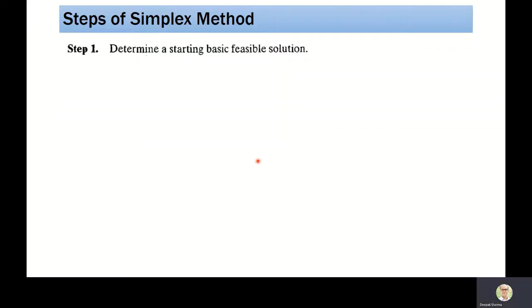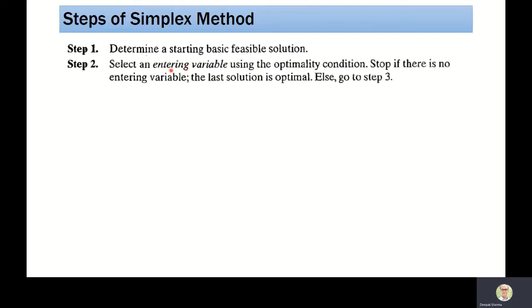So what are the steps involved in the simplex method? The first step is to start with the basic feasible solution. The basic solution we have identified, all of them should be feasible. Thereafter, we find which variable is going to enter using the optimality condition. If there is no entering variable, it means we already got the optimum solution, so we should stop. Otherwise, we will go to step 3.